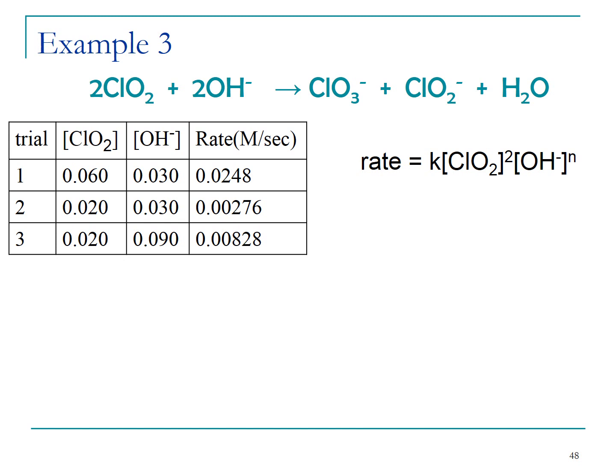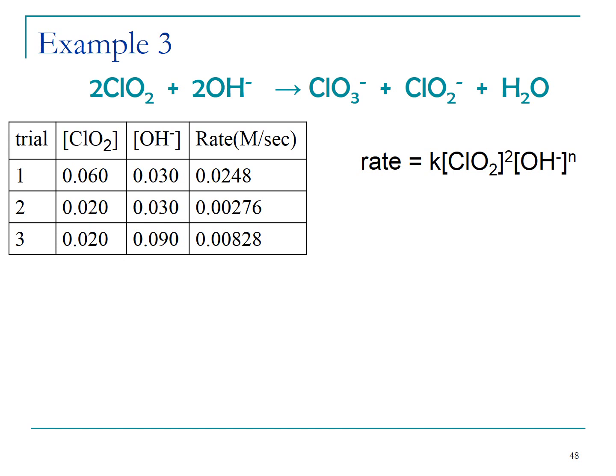Now we need to, again, be careful to see which two rates. You might pick number 1 and 3 and say, okay, look, OH negative triples. Well, be really careful again. You want to make sure that you pick the ones where the ClO2 stays the same. So that would actually be trial 2 and trial 3. Trial 2 and 3, ClO2 stays the same and OH negative triples.